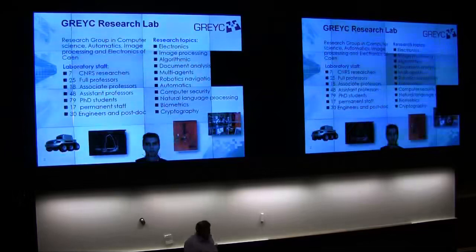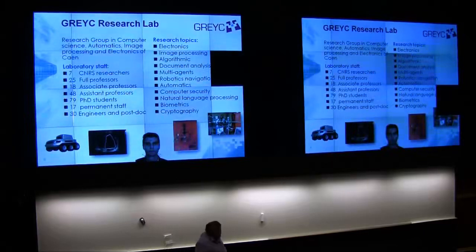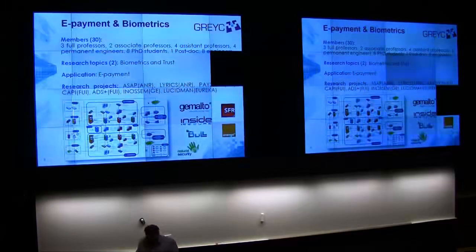So, just a very quick presentation of the research lab. I belong to the Great Research Lab. We are 230 people working in the field of computer science. As we are many people, we are working on different research topics. And of course, today I will focus more on computer security. In this research lab, we have 8 research units. And I lead one of them, which is called e-payment and biometrics. In this research unit, we are about 30 members.